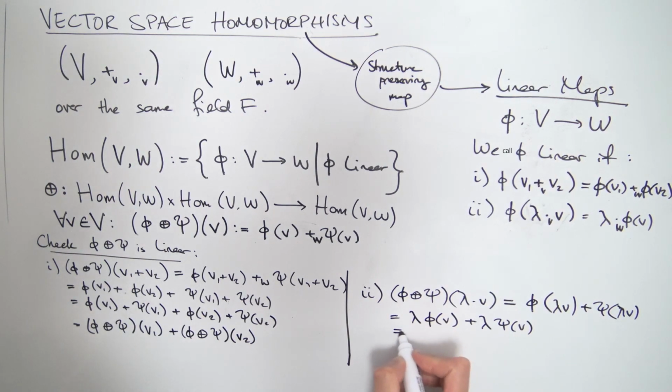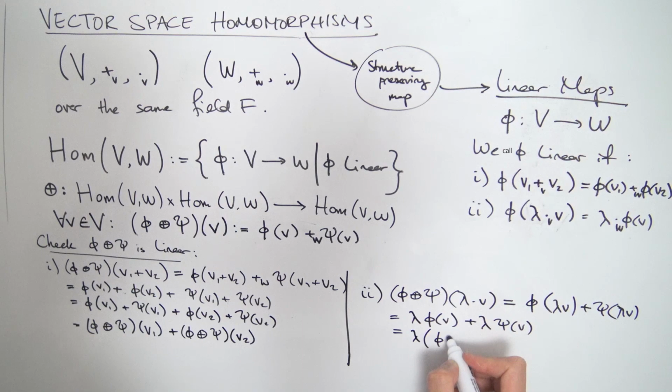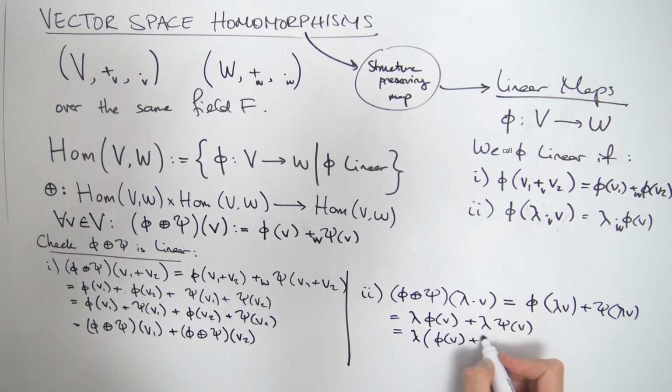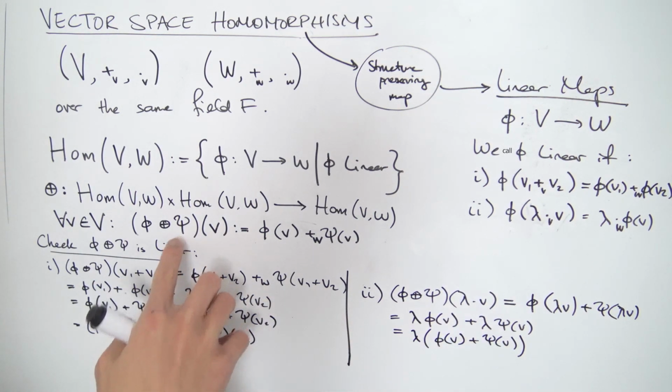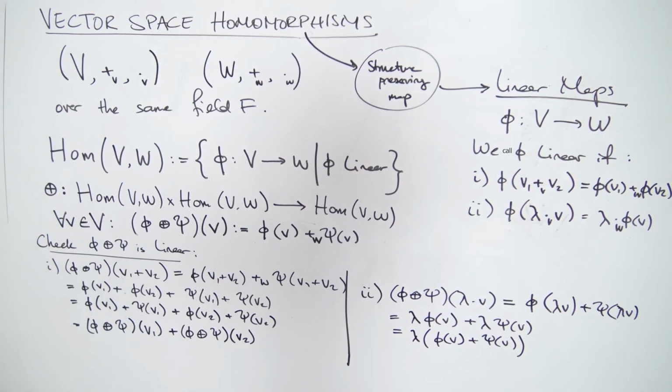Now the next thing we're going to do is factor out λ. So we're going to have λ of φ of v plus ψ of v. And now, just like before, we're going to compress these two maps together into one, like so, because they're acting on the exact same element.